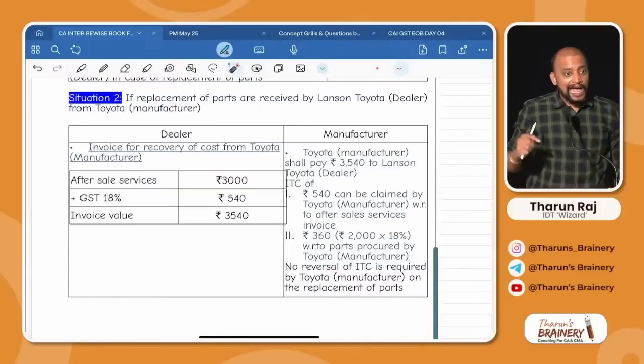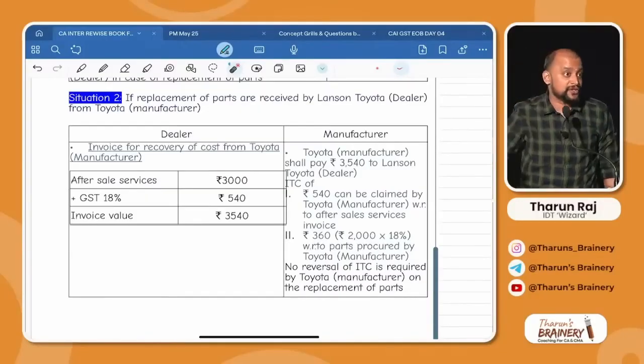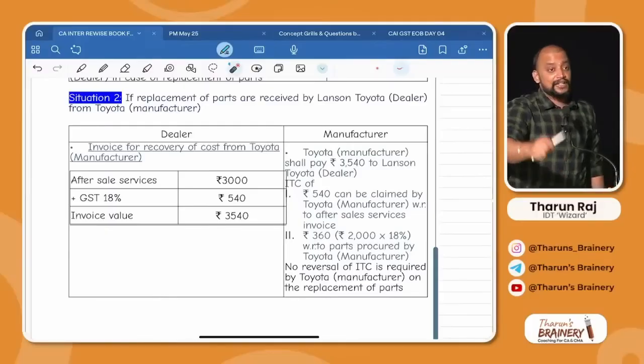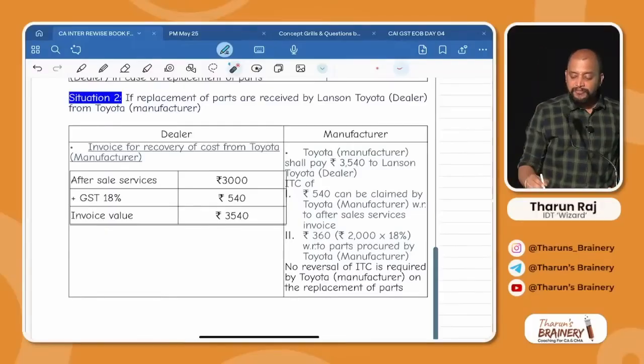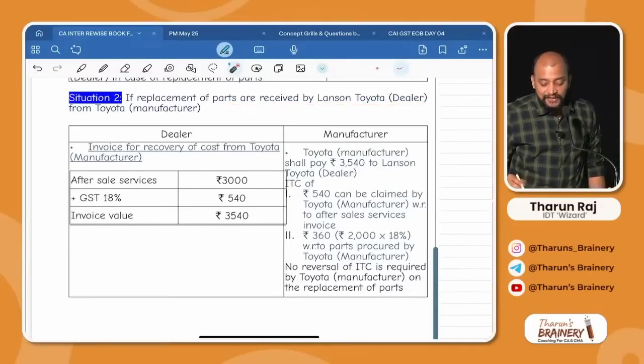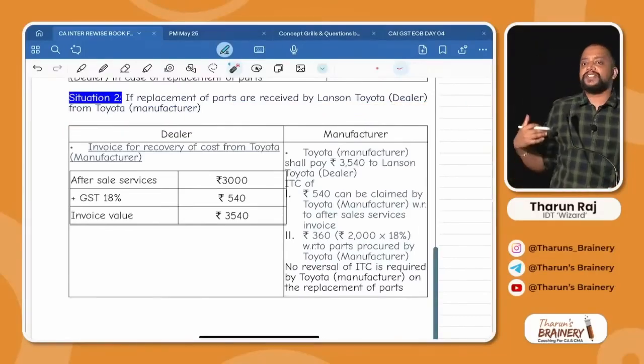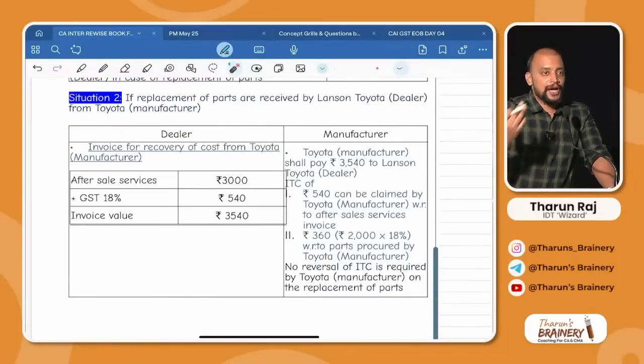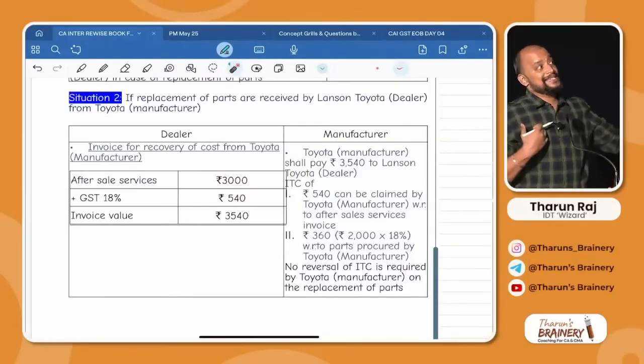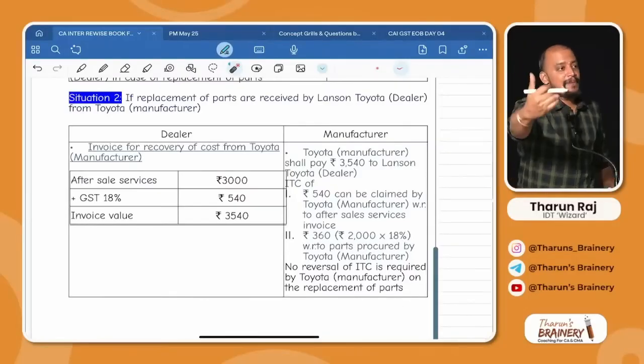You understood? They will place an order with the manufacturer, and the manufacturer will send it. That is the situation to read there. If the replacement part is received by the dealer from the manufacturer, now in this situation what happens? First I, the manufacturer, will purchase the part and I will send the part to you.